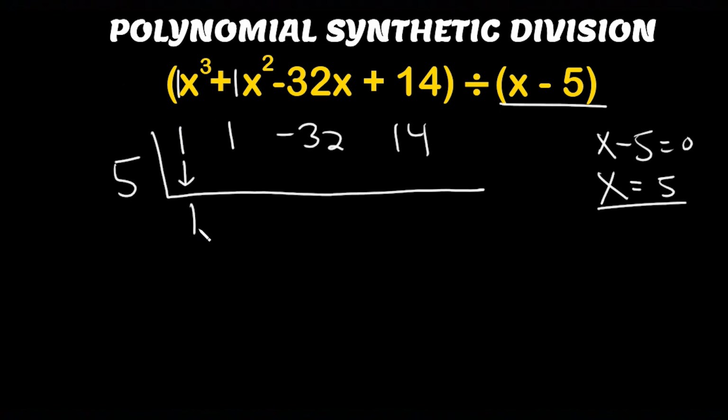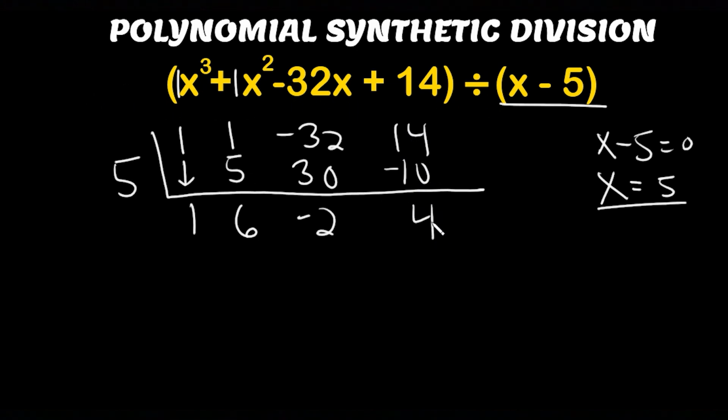5 times 1 is 5. I then put that value right here. And then I add. 1 plus 5 is 6. And then I multiply. 5 times 6 is 30. Okay, put that right here. Then I add. Negative 32 plus 30, I get negative 2. And then lastly, I multiply. 5 times a negative 2, I get negative 10. And then add 14 plus a negative 10, you get positive 4.